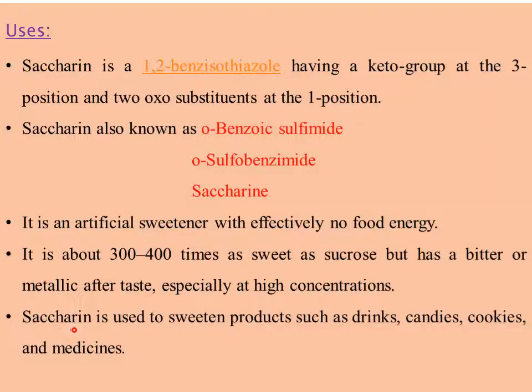And last and final use is because of its sweetness, it is used in various products like drinks, candies, cookies, and in medicines, it is used as an artificial sweetener. These are some of the uses of saccharin.